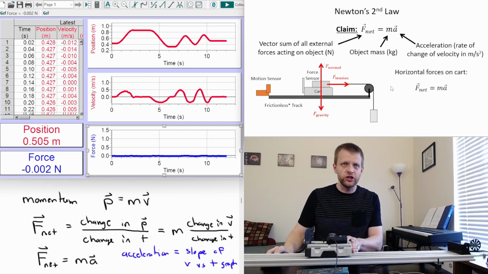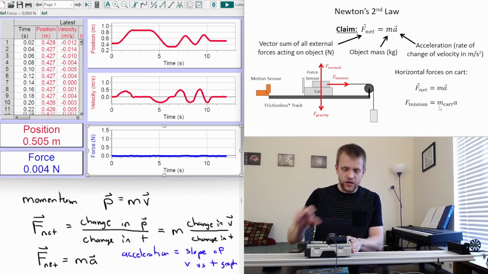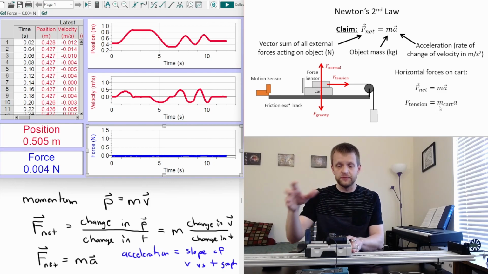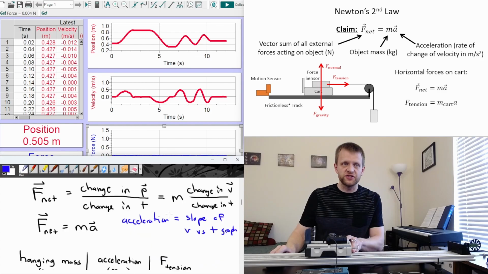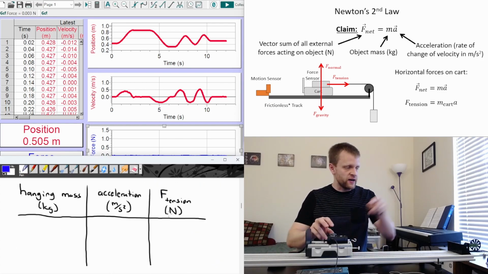So if we just look at the horizontal forces on our cart, then the only horizontal force in this case is the force of tension, and that should equal the mass of the cart times the acceleration of the cart. Again, this is our claim.